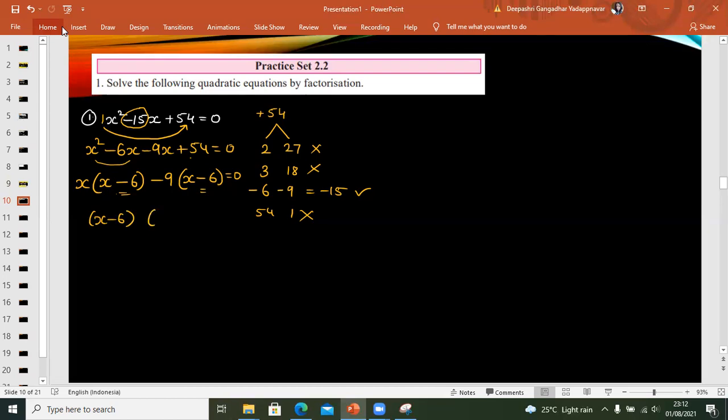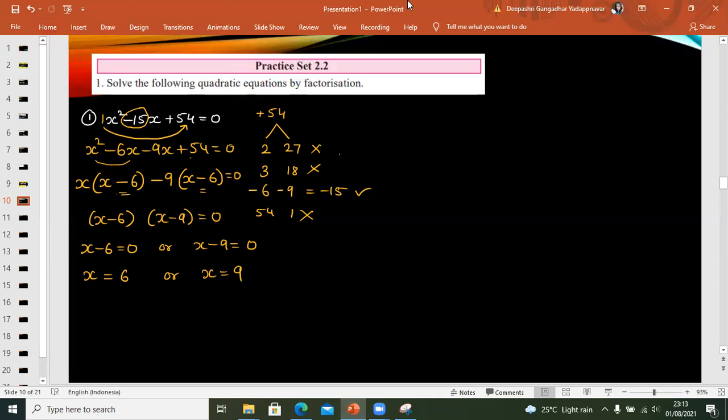And the other bracket is the remaining numbers, x and negative 9, equals 0. We have to separate this. x minus 6 equals 0, or x minus 9 equals 0. There are two solutions here. Let's find the x value. Negative 6 will become positive 6, so x equals 6, or x equals positive 9. So these are the solutions. This is how we can find the answers using the factorization method.